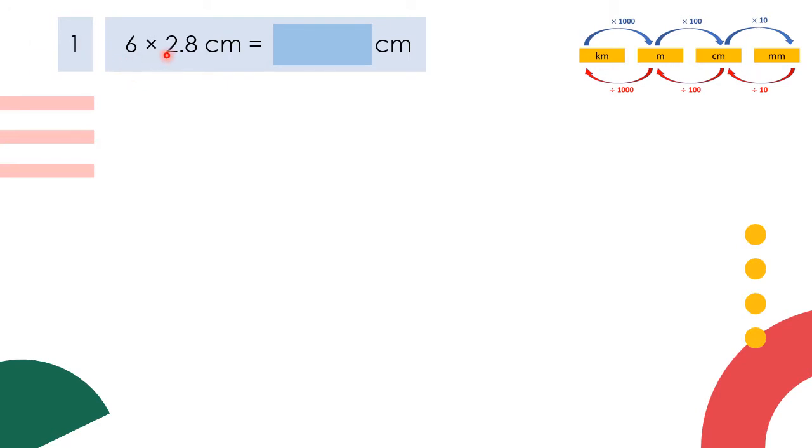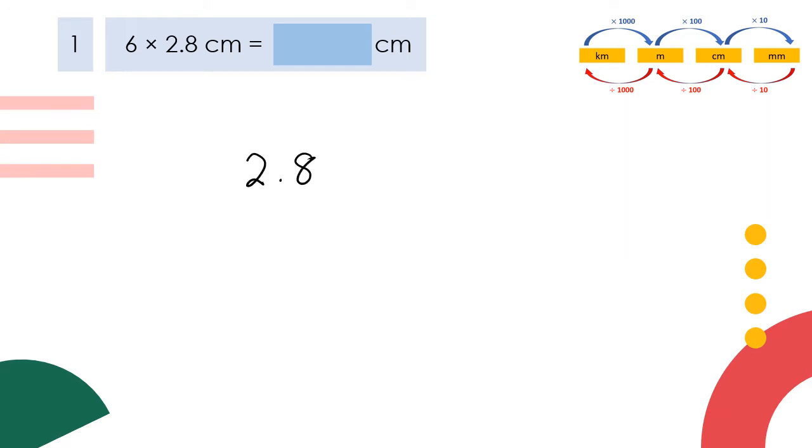6 times 2.8 cm. The answer in cm. For this question, we no need to convert the unit because both are in cm. We just solve the question using the standard written method. Terus dia buat bentuk lazim.